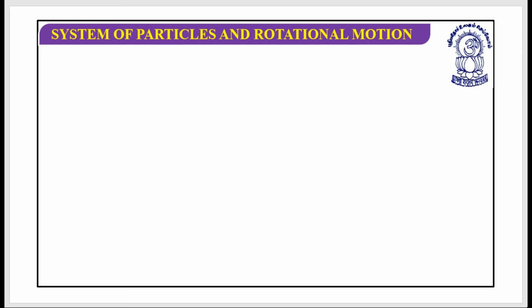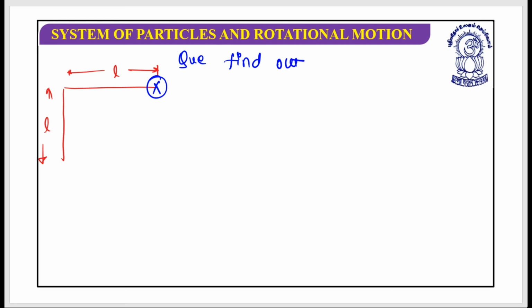Let's suppose I have two rods, something like this. I have arranged them. Both have length L and both have the same mass. From where do I rotate it? I need to rotate it from here, with the axis perpendicular to the plane. So the question says, find the moment of inertia for the given system.